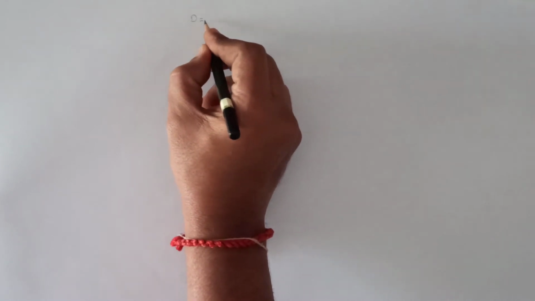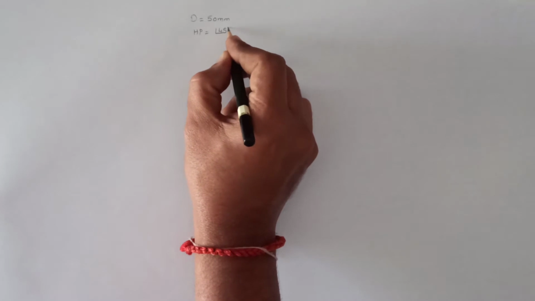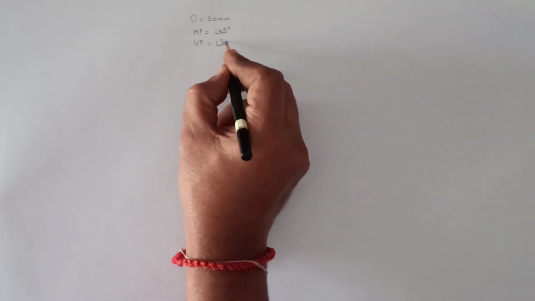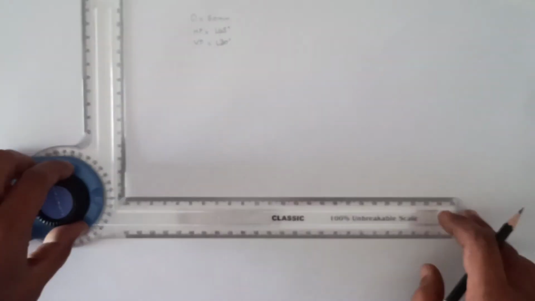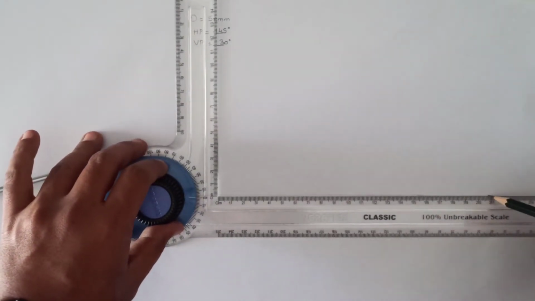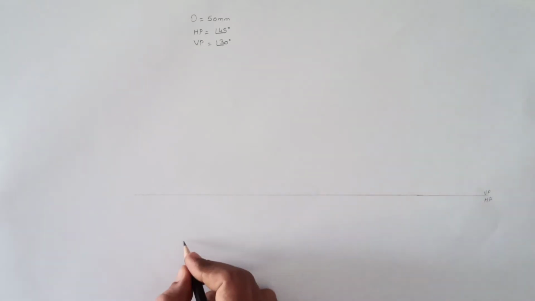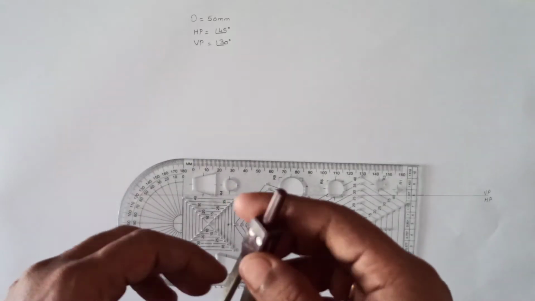First, note the given data in the problem. That is, the diameter is 50 mm, the angle to the horizontal plane is 45 degrees and to the vertical plane is 30 degrees. Now, first draw the reference line for the given plane. Above the reference line it will be the vertical plane and below the reference line it will be the horizontal plane. Next, mark the center of the given circle.